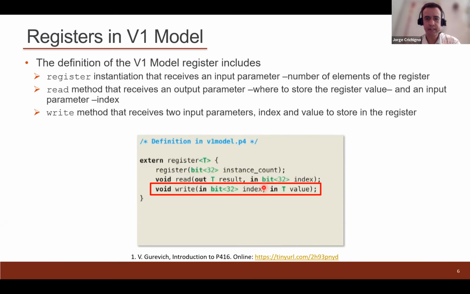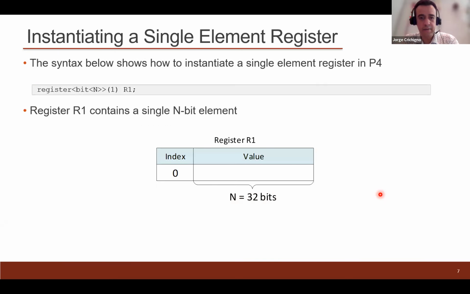We are giving the index where we want to write. And here is the value that we're storing in the register. So just three methods, and that's enough. So it's pretty straightforward to use.